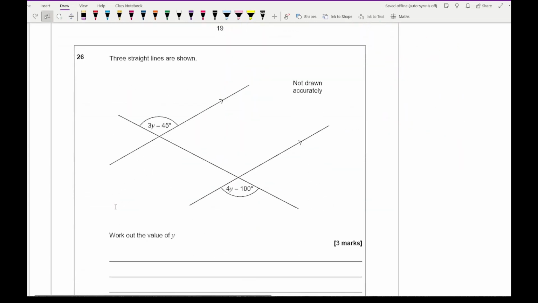Moving on to question 26, it says 3 straight lines are shown and we want to work out the value of y. Well, looking at the parallel lines, we can see that this angle here is going to be the same as this angle here because they are corresponding.